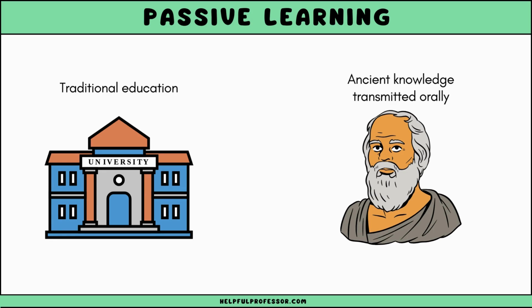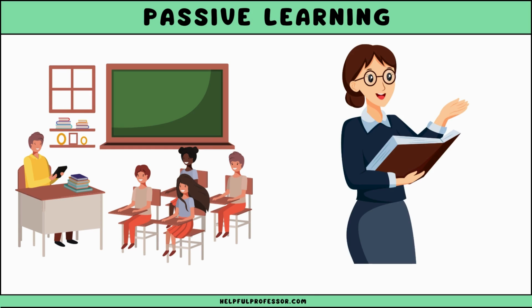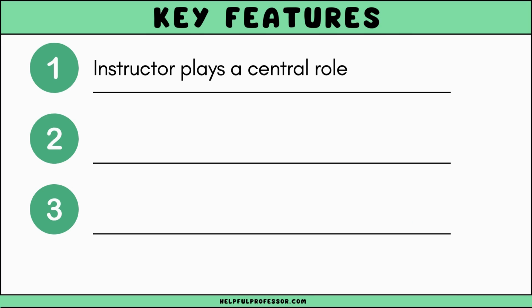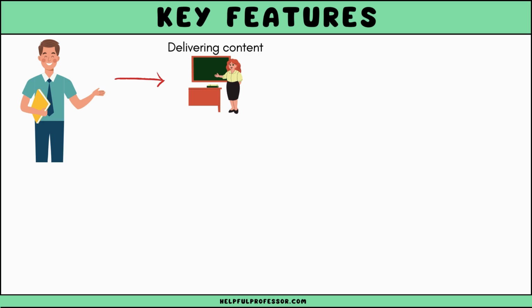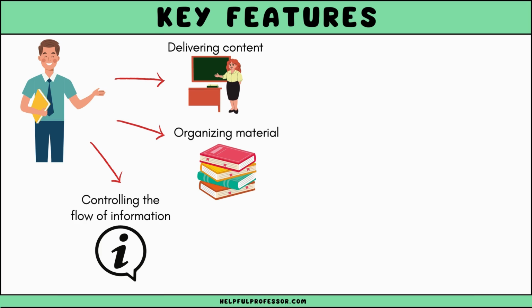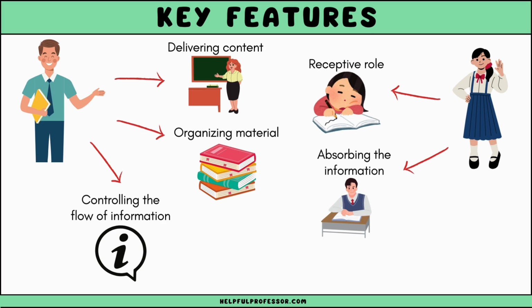teachers and scholars. This method became the cornerstone of education, with the instructor seen as the primary source of knowledge. Three key features. Firstly, in passive learning, the instructor plays a central role. They are responsible for delivering content, organizing material, and controlling the flow of information. Students take on a more receptive role, absorbing the information presented to them.